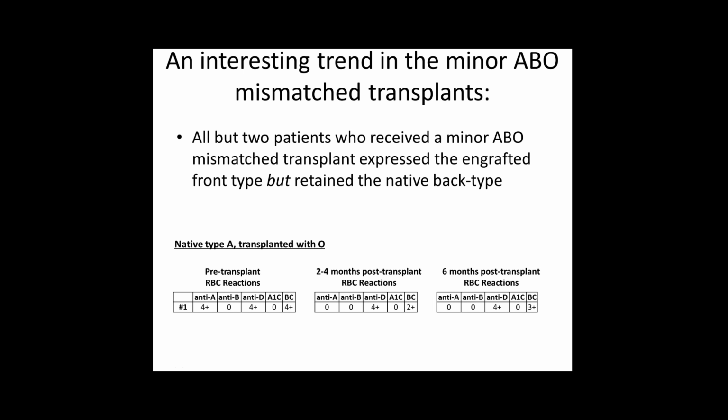And then finally, an interesting trend noted in the minor ABO mismatch transplant group. All but 2 patients who received a minor ABO mismatch transplant expressed the engrafted front type, but they retained their native back type. So this is just one example, but it's representative of all of these patients. They were, for example, native ABO blood group A, expressing the A antigen on their surface and anti-B in their back type. And then 6 months post-transplant, they were transplanted with an O product, so they are expressing no A or B antigen on their surface.